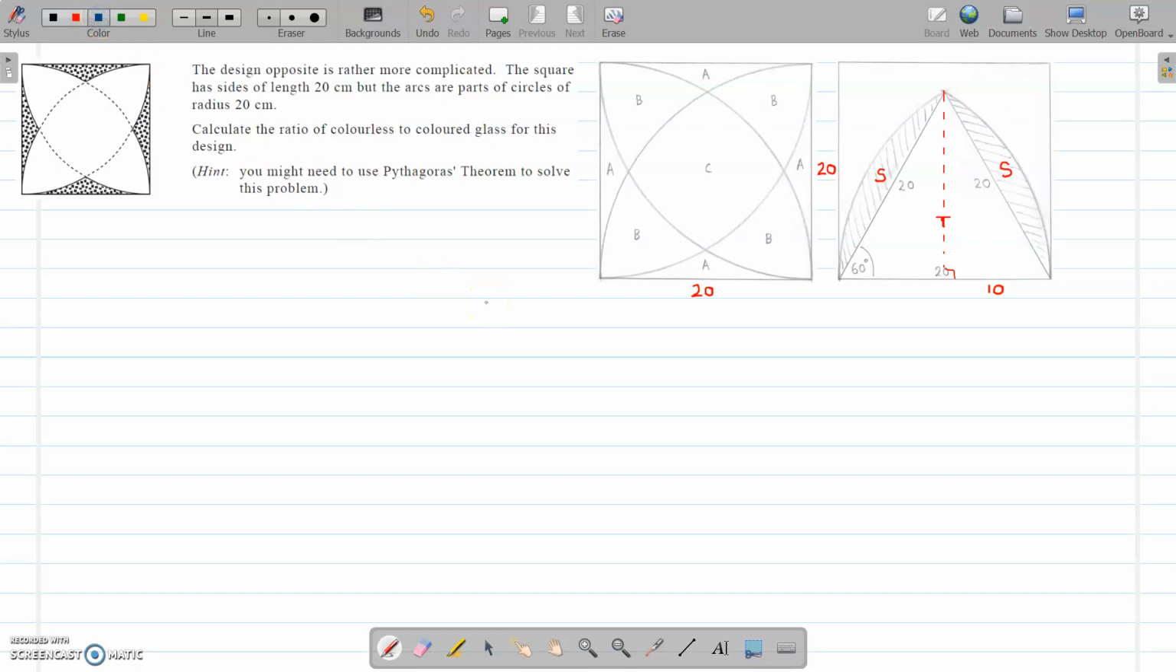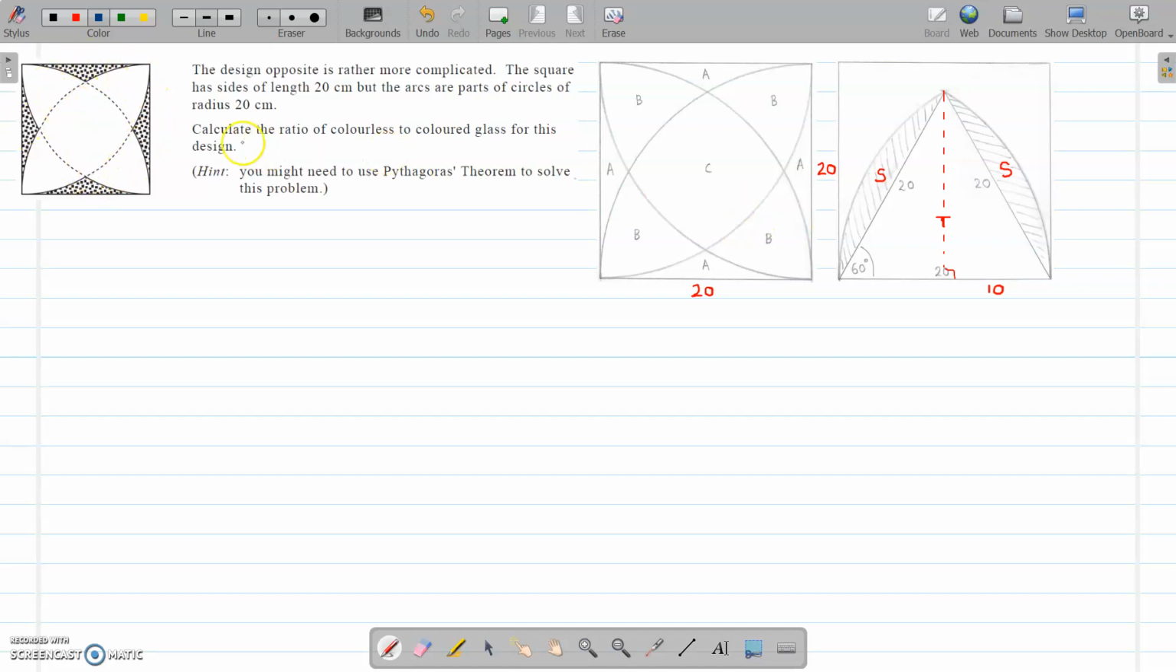Okay, welcome to this fascinating problem concerning a square of side 20 with 4 quarter circles drawn in it to make this overlapping pattern. We've got to find the ratio of the white area here to the shaded area.